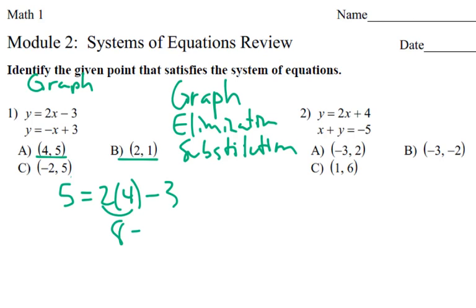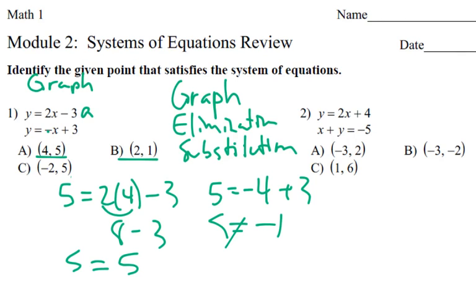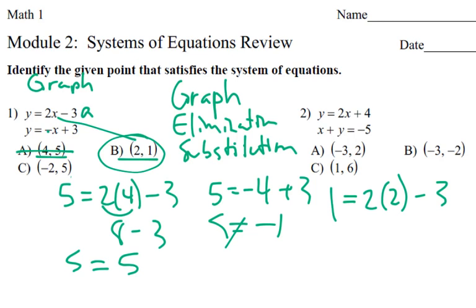So 2 times 4 is 8, 8 minus 3 is 5. So A worked on the first one. We could try it on the second one. 5 for y, negative 4 for x, because of that negative right there, plus 3, that equals negative 1, which does not equal 5. So we know A is out. Then we can try B. B, 2 for x. So 2 times 2 minus 3 equals 1. 2 times 2 is 4, minus 3 is 1. So yeah, B works on the first one.